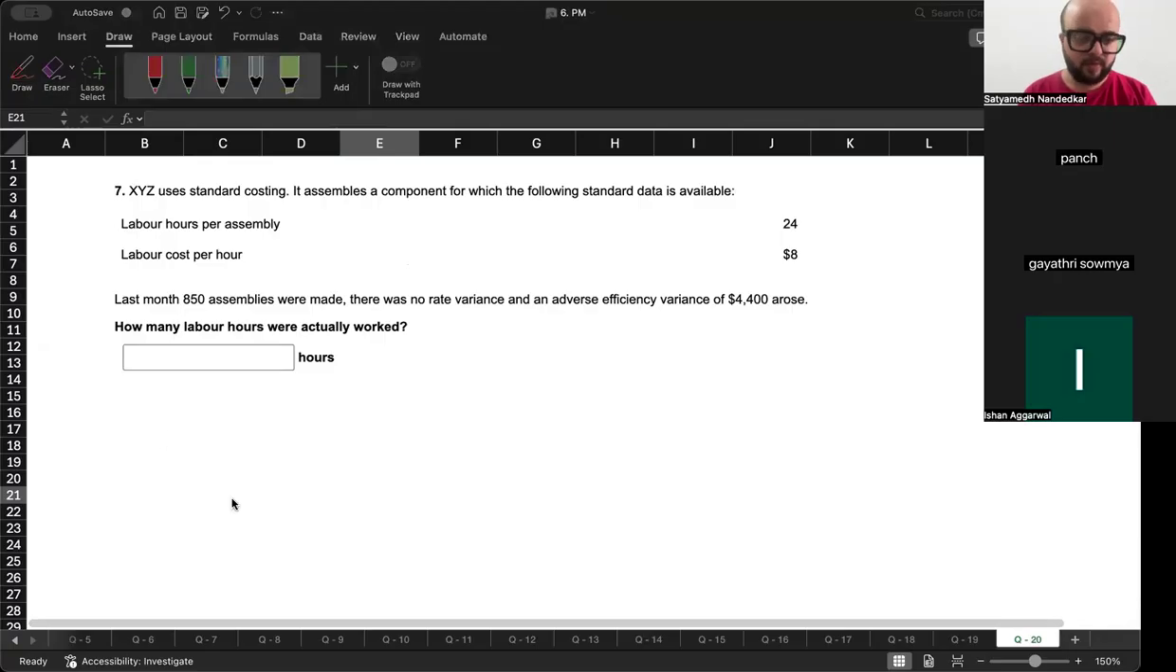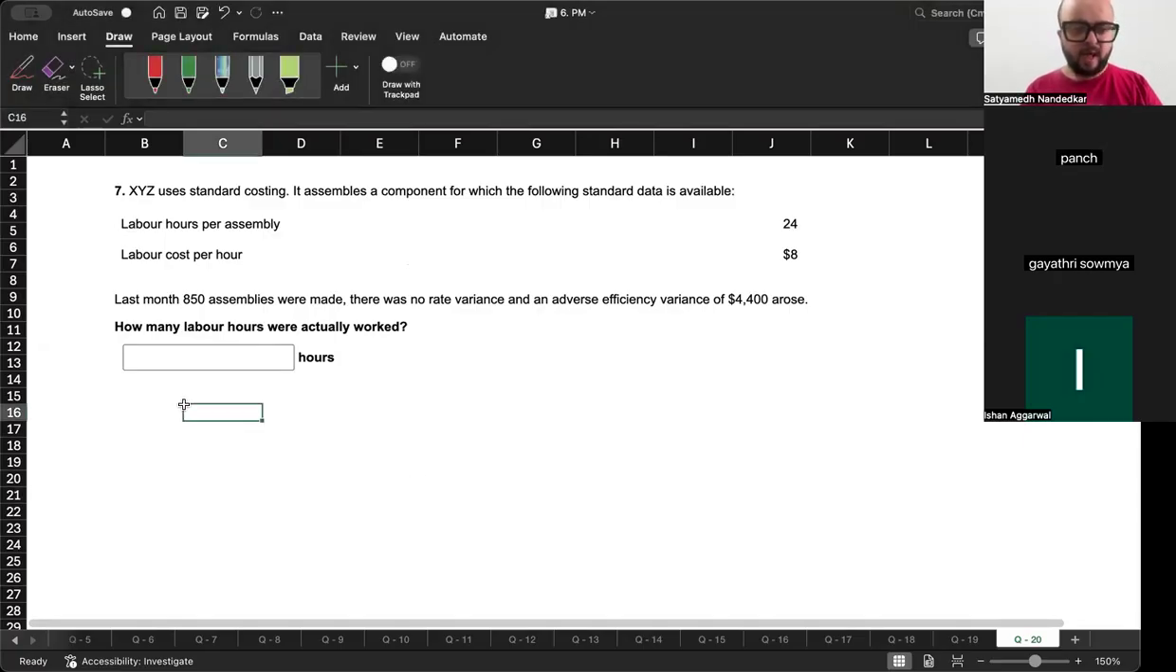And one last one for today. XYZ uses standard costing. It assembles a component for which the standard data is available. Labor hours per assembly 24, labor cost per hour. Last month 850 assemblies were made. So what is asked? There was no rate variance and an adverse efficiency variance of 4400. How many labor hours were actually worked? The question is asked in a slightly roundabout way. Labor efficiency variance is 4400 adverse.